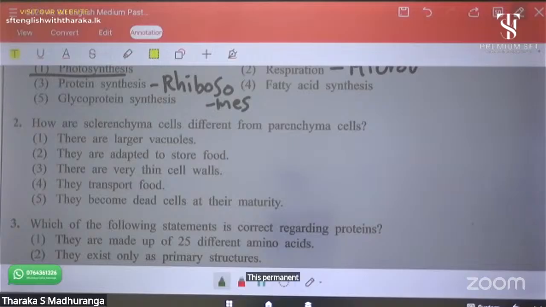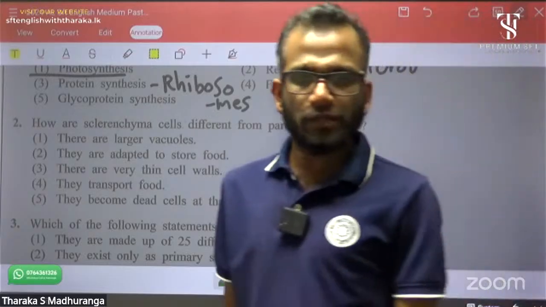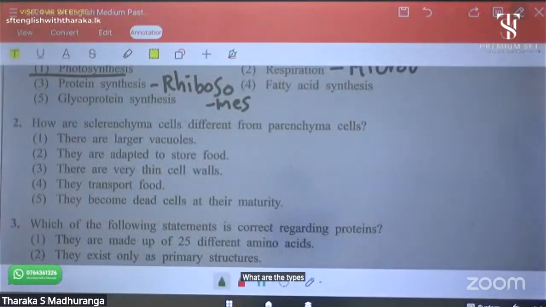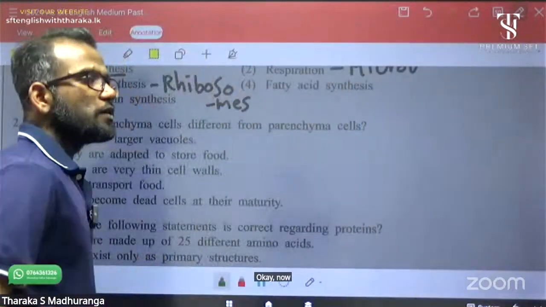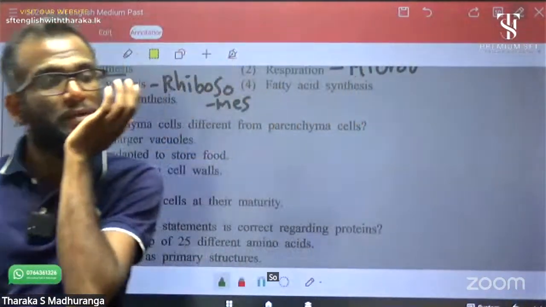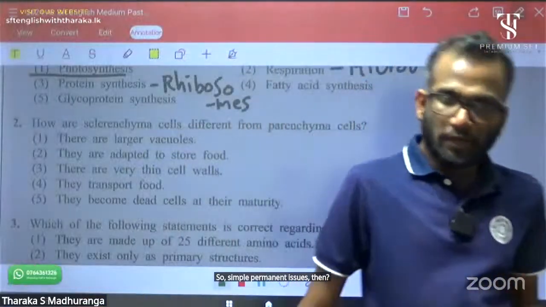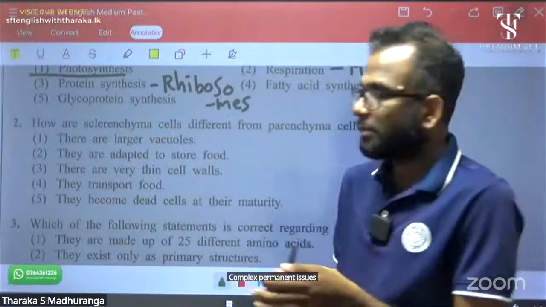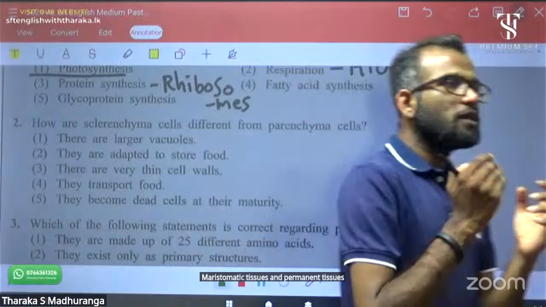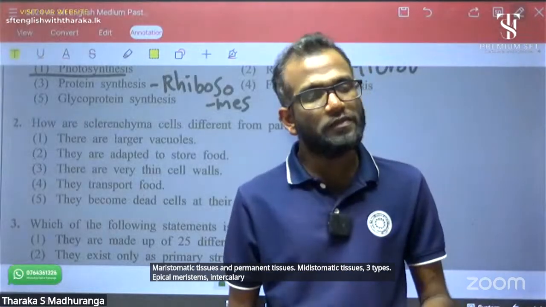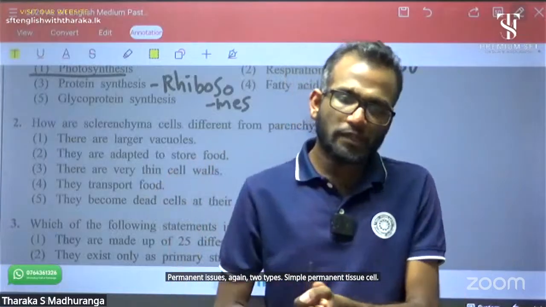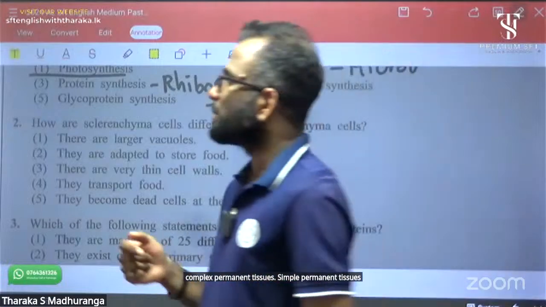These permanent tissues again have two main types. Give me a second. What are the types? Permanent tissues: simple permanent tissues and complex permanent tissues. Meristematic tissues have three types: apical meristems, intercalary meristems, and lateral meristems. Permanent tissues again have two types: simple permanent tissues and complex permanent tissues.